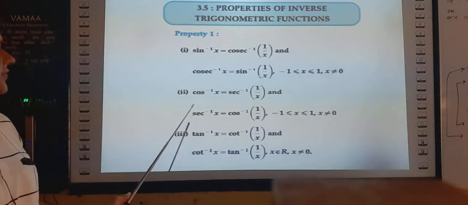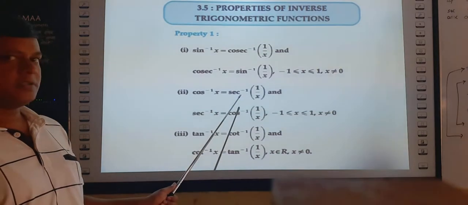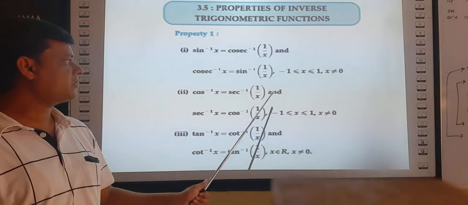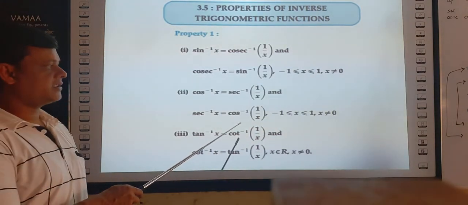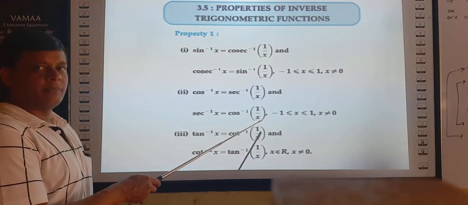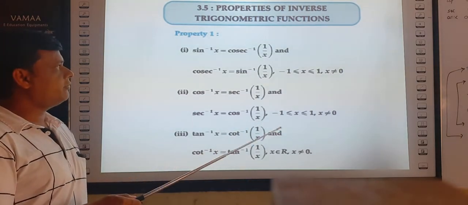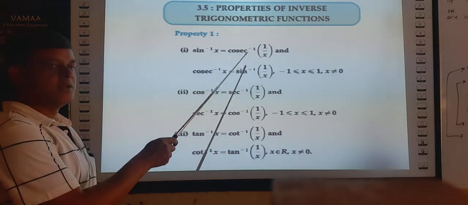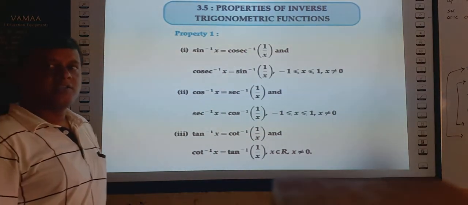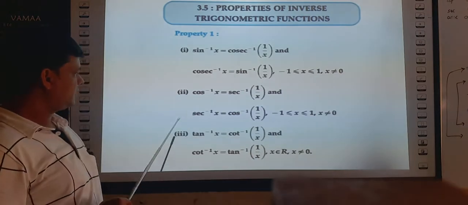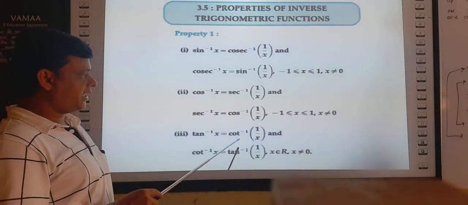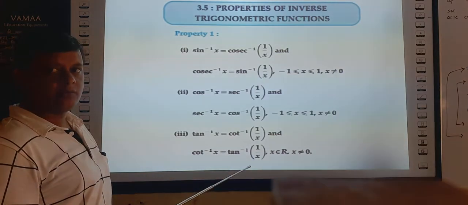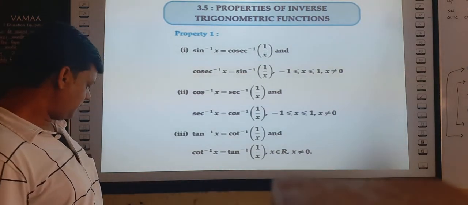Now similarly, cos inverse x we write as sec inverse of 1 upon x, and sec inverse x as cos inverse of 1 by x. That means while solving problems, we can write sin inverse x in terms of cosec inverse x, but we have to take the reciprocal of its argument. Tan inverse x can be written as cot inverse of 1 by x, and cot inverse of x can be written as tan inverse of 1 by x. Now the second property.